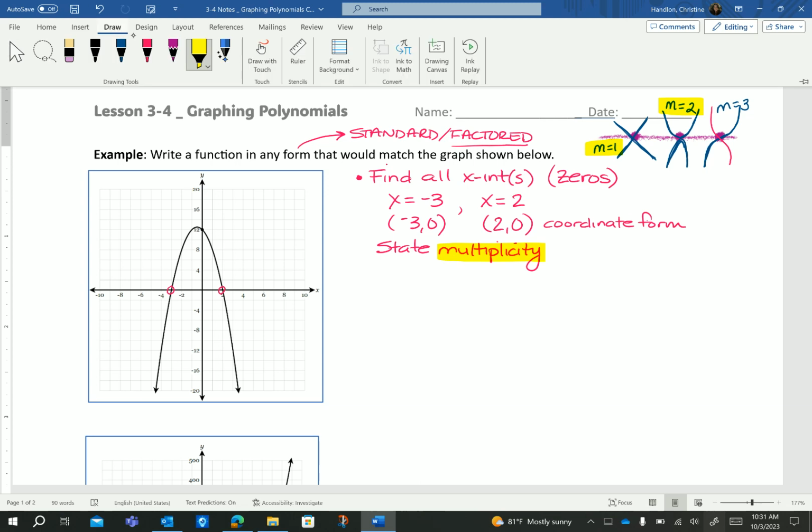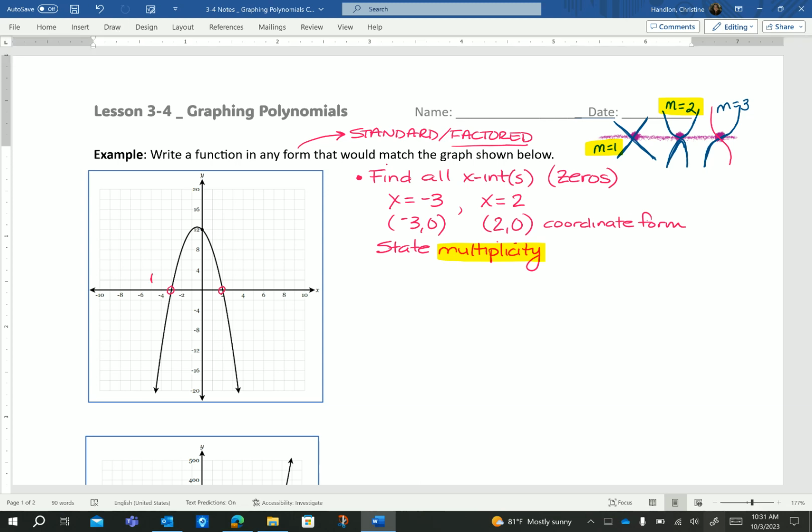So I need you to state the multiplicity. You can do so by coming to your graph and writing m equals next to those x-intercepts. For these particular x-intercepts, notice the graph just goes right through the x-intercept. It doesn't bounce off, so they have a multiplicity of 1.